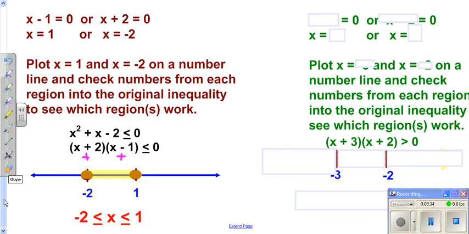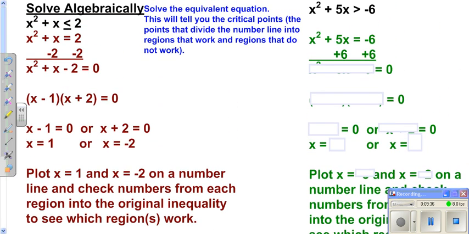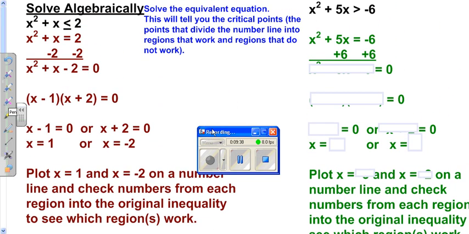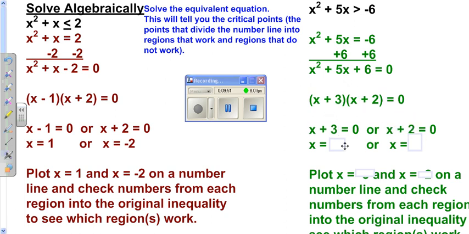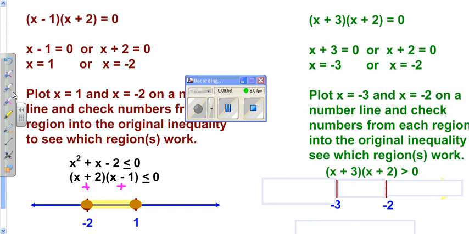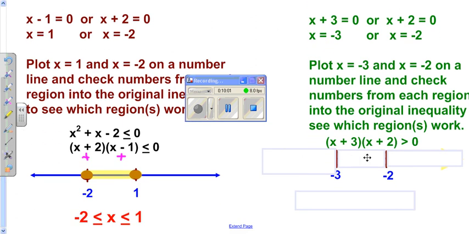So now we're going to do pretty much the same thing for this one over here on the right. Replace your inequality with an equals, set it equal to 0, and factor it. Set each factor equal to 0. So we get -3, we get -2. So now we're going to take our -3 and our -2 and put them on a number line and check the regions that it separates it up into.